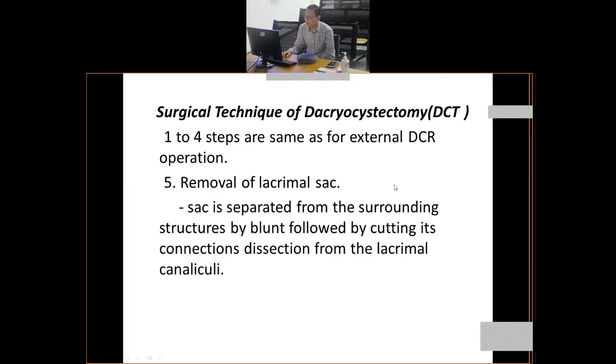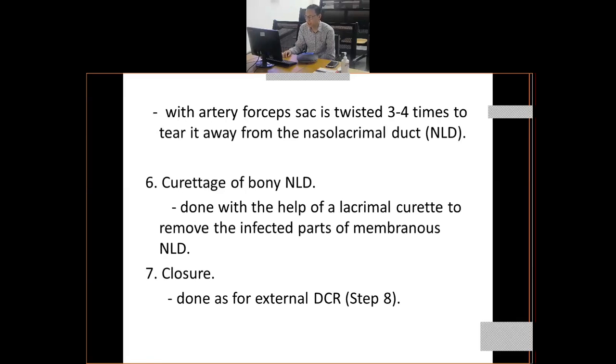Sac is separated from the surrounding structure by blunt dissection, following it down from its connection with the canaliculi. Then with artery forceps, sac is twisted 3 to 4 times to tear it away from the nasolacrimal duct. Then curettage of the bony nasolacrimal duct just to remove the infected part of the membranous nasolacrimal duct. Then closure of the wound.